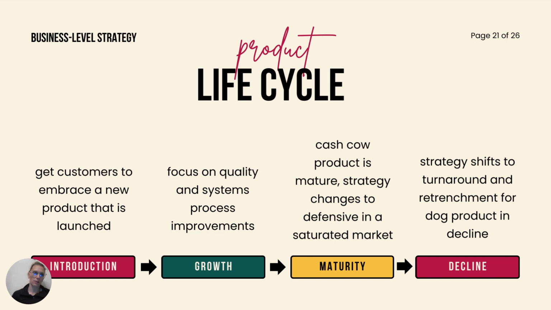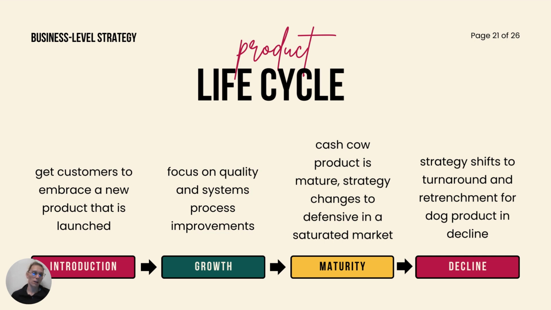Product life cycle. It goes from introduction to growth to maturity to decline. That's pretty much what you would see in a life cycle. Get the customers to embrace a new product that is launched, or a new sport in your school, or a new PE class. Maybe it's weight training. Maybe it's aerobics. Maybe innovative, coming up with something new. Focus on quality and systems process improvements. So you're growing it.